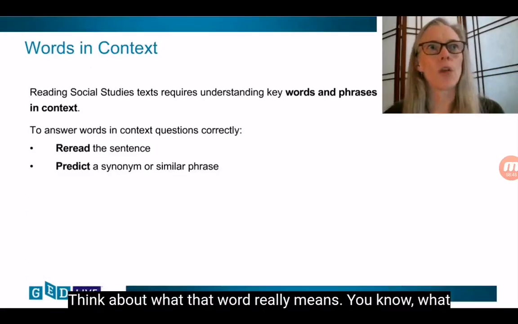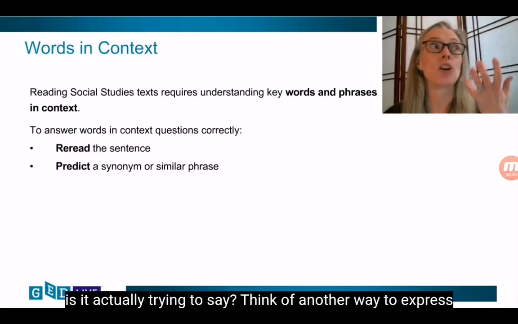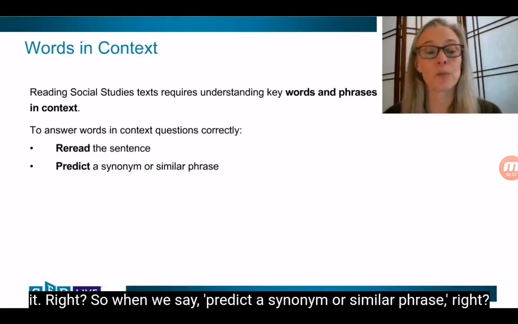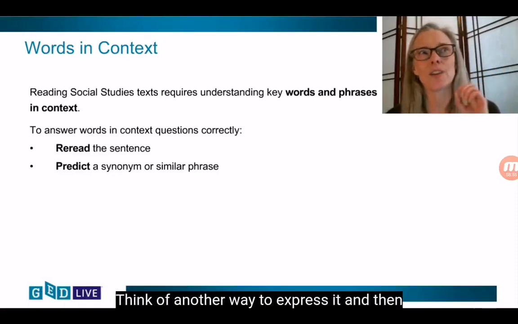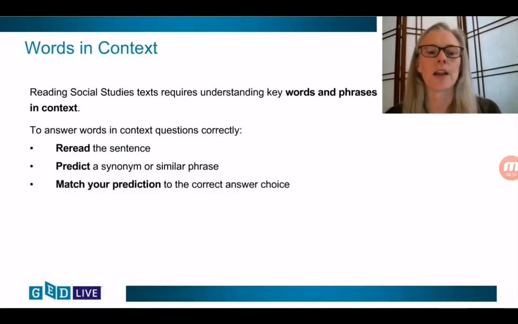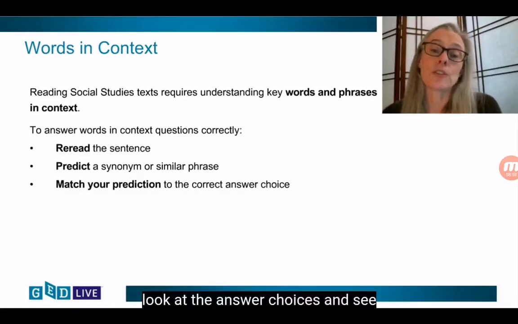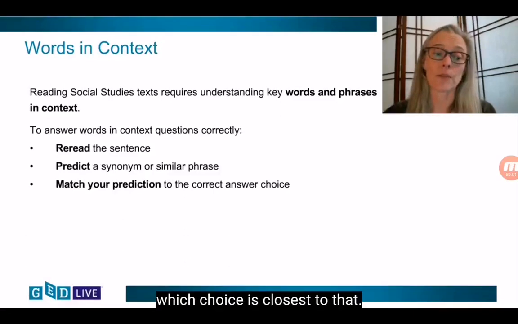Think about what that word really means. What is it actually trying to say? Think of another way to express it, right? So when we say predict a synonym or a similar phrase, think of another way to express it. And then look at the answer choices and see which choice is closest to that.